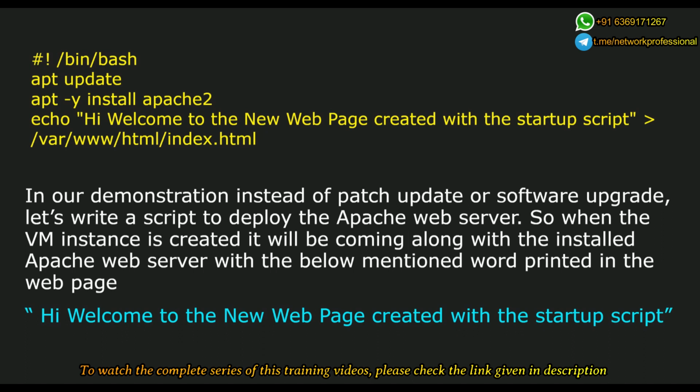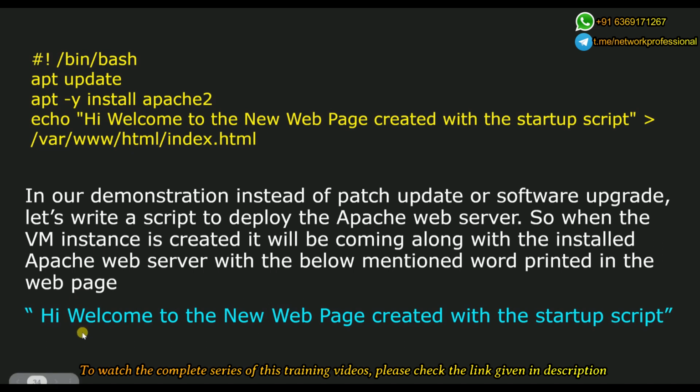Instead of doing that manually, in this demonstration, when we create the VM instance, we write a script so that as soon as the VM is created, it automatically updates apt and installs the Apache 2 package within the VM. In addition, it prints a statement in the default HTML page. So this part we are automating. In the last video I created a VM and manually showed how to deploy the Apache web server, but this time it is going to be automated.